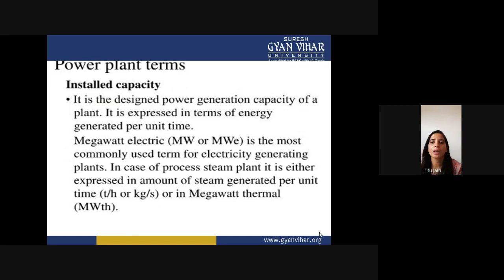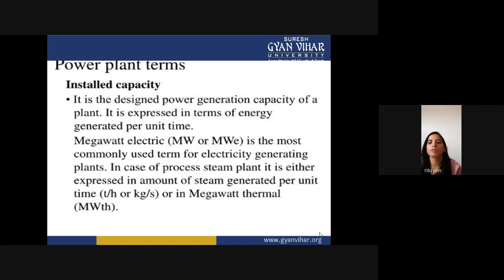So megawatt electric is the most commonly used term for electricity generating plants. We generally use megawatt terms because there is a large power of generation, which is in megawatts, in power plants. That's why we call it megawatt electric generation.